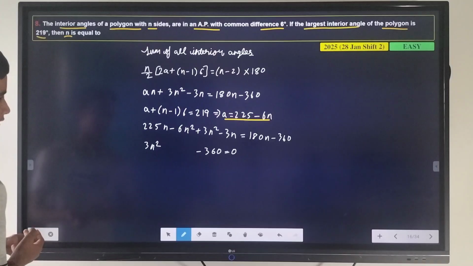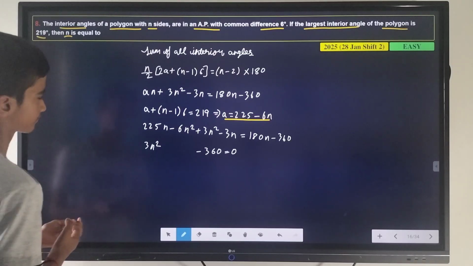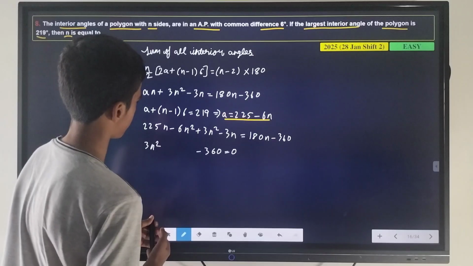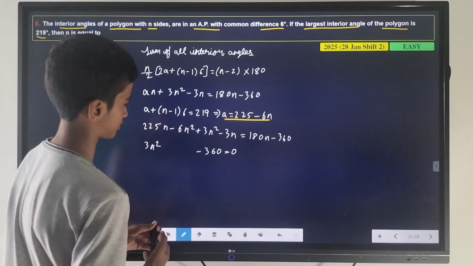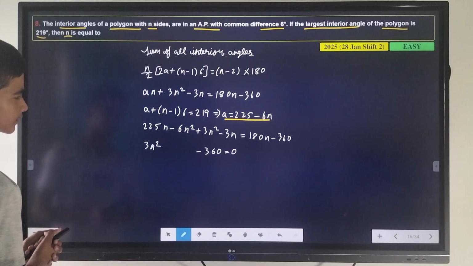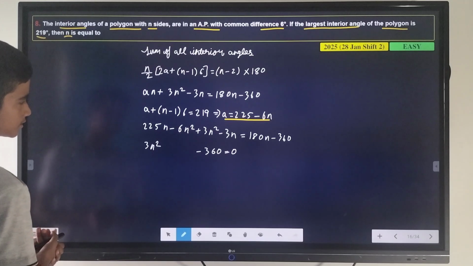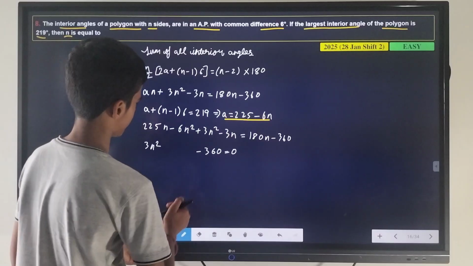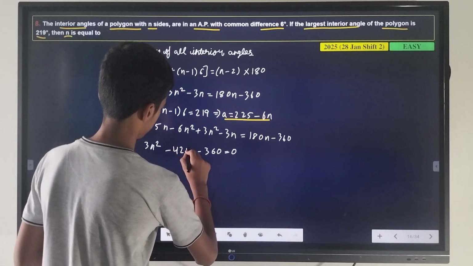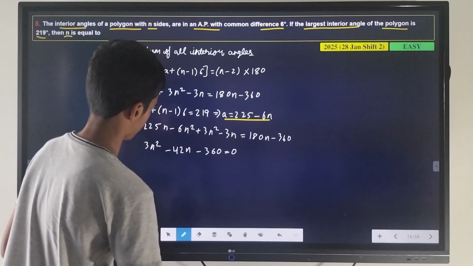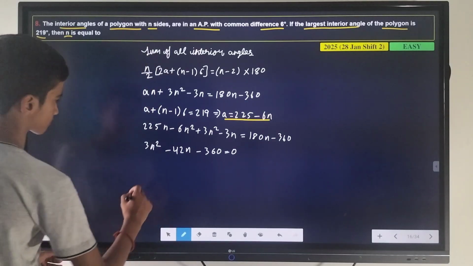125 minus 80 and 105 minus 60. 5. 42 minus 42 and minus 42, and let's move on.